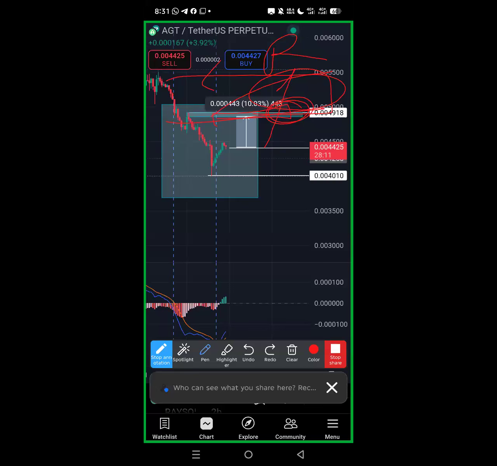So you keep on taking partial profits depending on the zone. You use the price reaction zone as the area within which you are supposed to take TP. You're supposed to take your profit. So if I decide to enter at the current price, that is what I'm going to do.